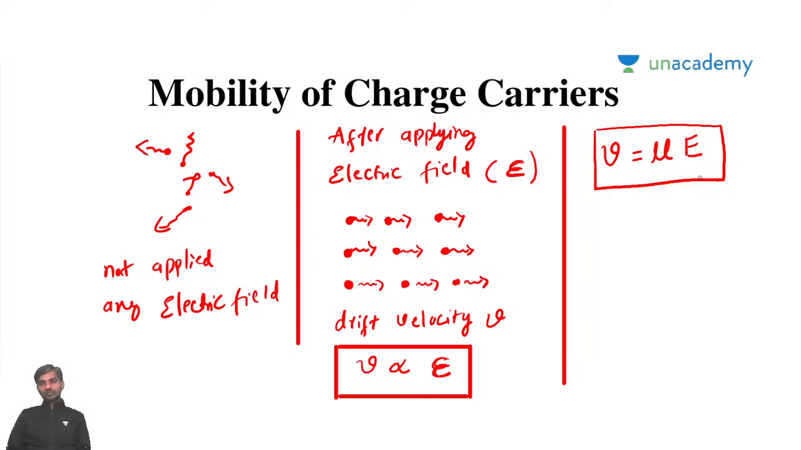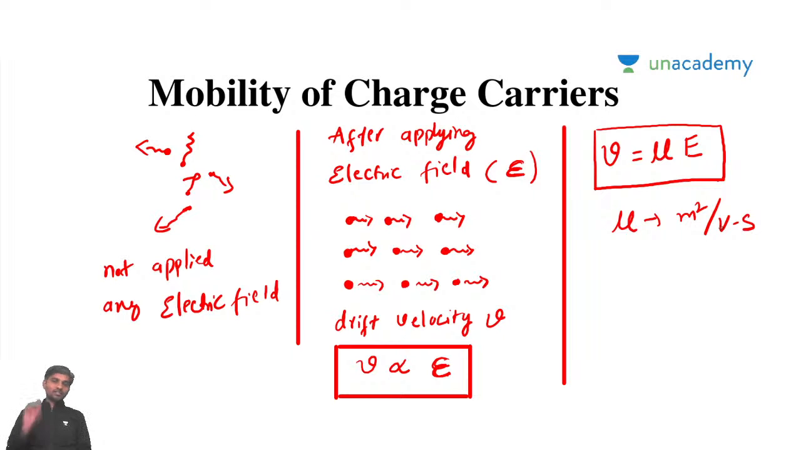That constant of proportionality is nothing but the mobility mu. So what are the units of mobility mu? Mu is going to be meter square per volt second. The units of mobility is meter square per volt second. Hope you understood what mobility is now.